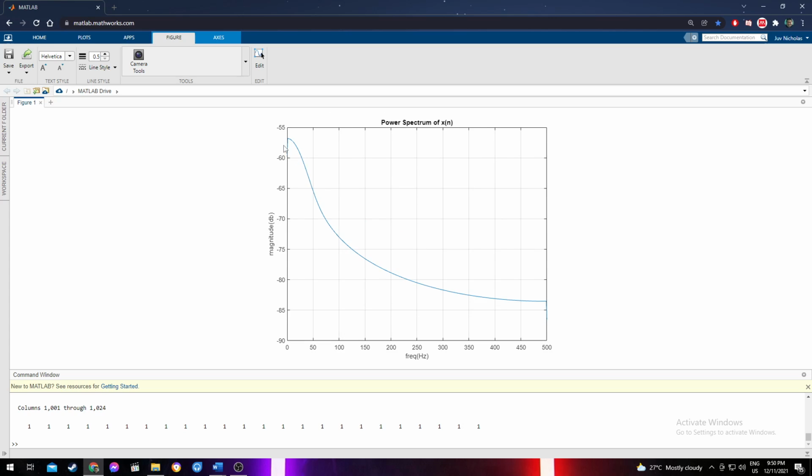Here we can see that the magnitude of the power spectrum exponentially goes down as the frequency goes higher. The magnitude is in decibels.